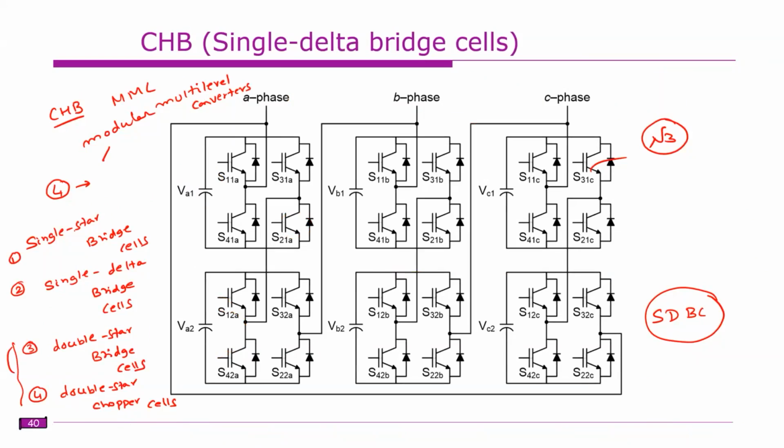But this delta connection is used in applications where we are compensated. For example, you are aware of the STATCOM, right? Static synchronous compensator. You might have studied it in the FACTS course. So why is this STATCOM used? Why is STATCOM used in transmission lines?